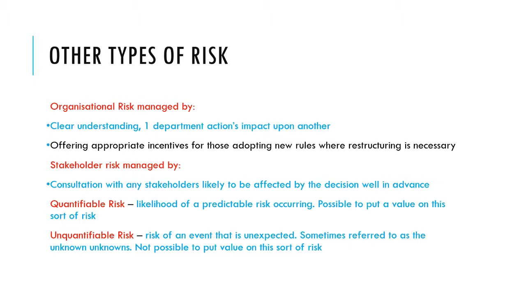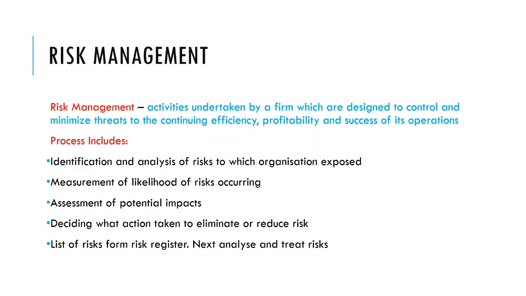A quantifiable risk is the likelihood of a predictable risk occurring, so it's possible to put a value on this sort of risk, whereas an unquantifiable risk is a risk of an event that is unexpected, and this is sometimes referred to as the unknown unknowns, and it's not possible to put a value on this sort of risk.